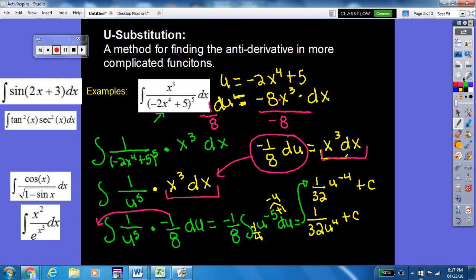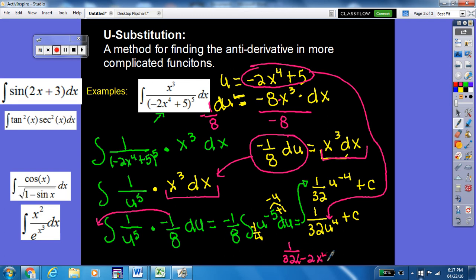And the last step, please don't forget, is that you actually have to take the u and get rid of it. You have to replace the x stuff back into u. So this is going to be a little bit longer. 1 over 32 times negative 2x to the fourth plus 5, all raised to the fourth power. Remember, that's still under the 1, plus c. And that's it. That's the third example. Hopefully it's helping.